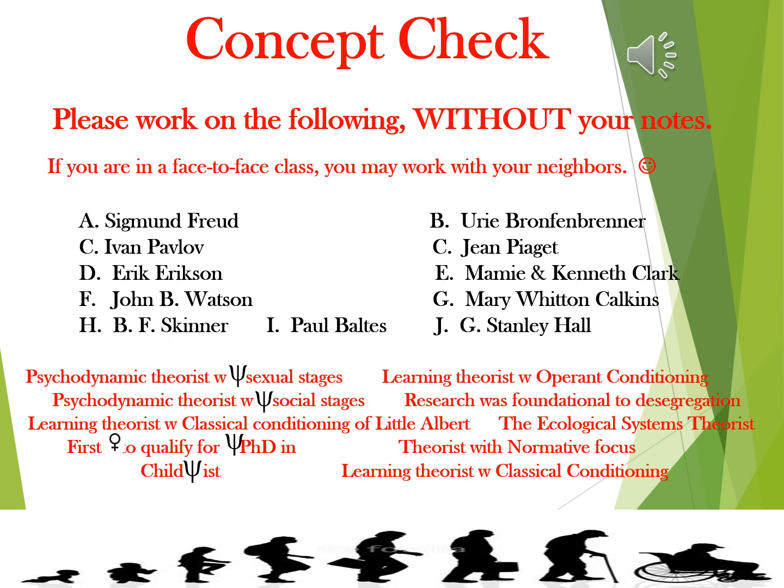student of Freud. Research foundational to desegregation, that would be Mamie and Kenneth Clark. Learning theorists associated with classical conditioning of little Albert, that would definitely be John B. Watson. The ecological systems theorist, that would be Urie Bronfenbrenner, who unfortunately died quite young. First woman to qualify for a PhD in the U.S. in psychology, who unfortunately never earned it because she was a woman. You can't give a woman a PhD, at least by Harvard's thoughts back then.